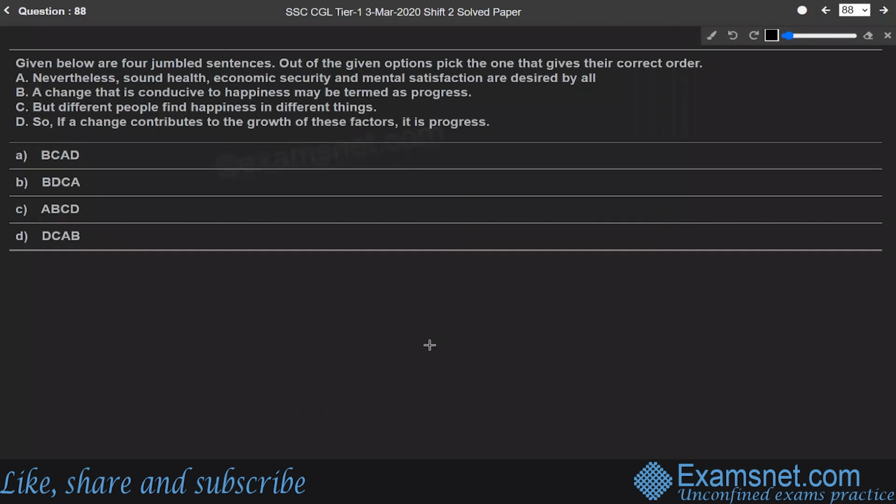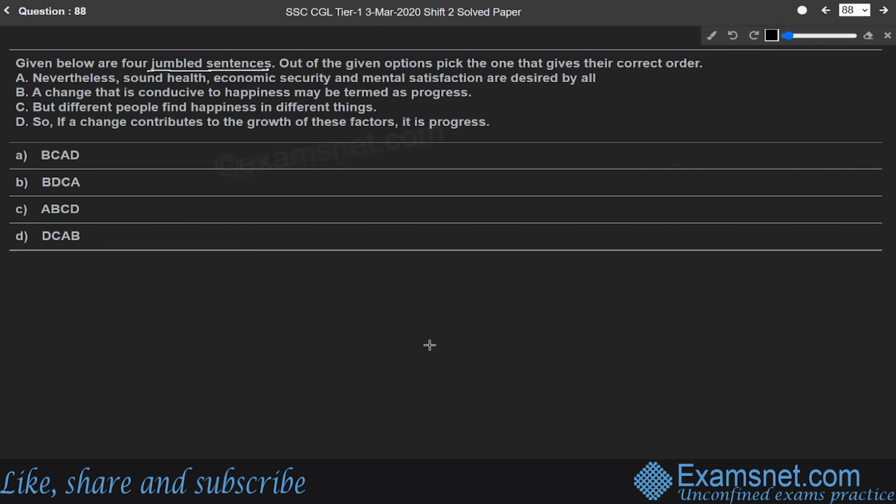Next question is, given below are four jumbled sentences. Out of the given options, pick the one that gives their correct order. So here four different sentences are given and they are jumbled sentences. It means that they are not arranged in a proper order. So what we have to do is read all the sentences and then arrange them in a correct order. All the sentences make a meaning. Okay. So let us first read the sentences here.